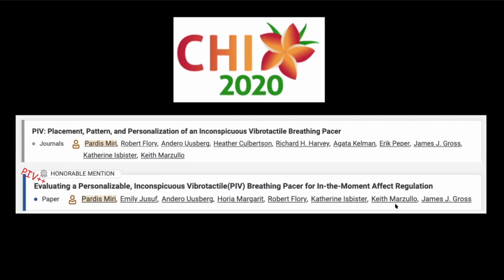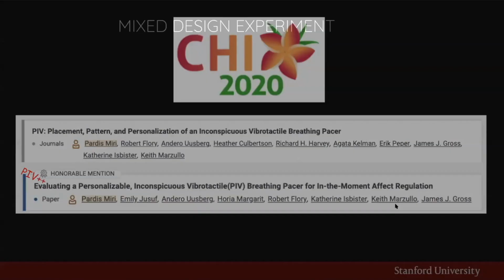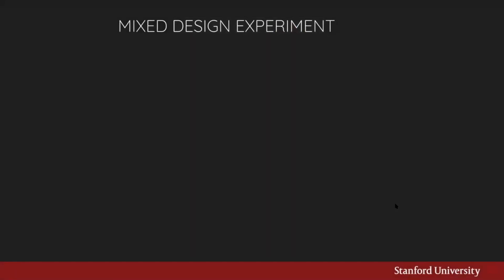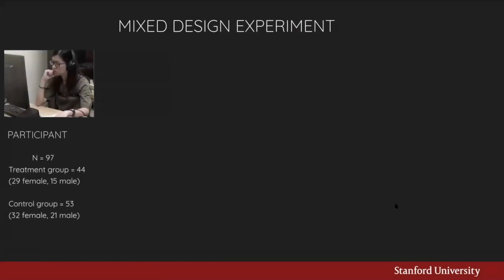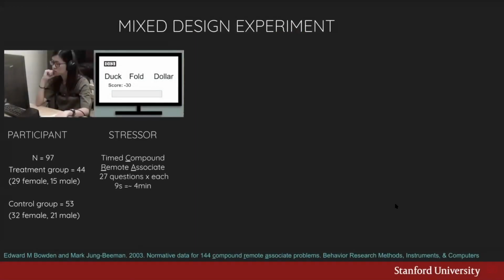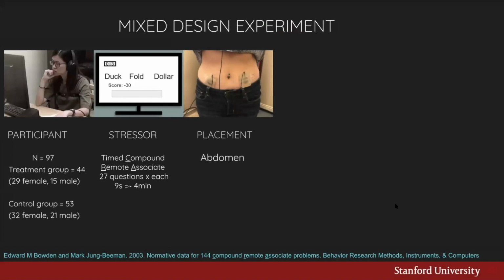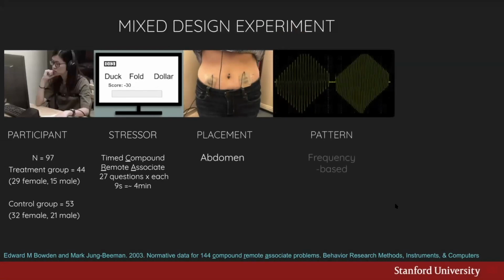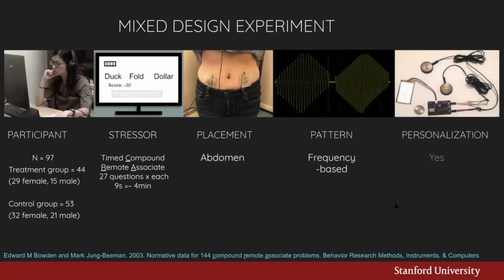PIV++ is a registered study in which we examine the causal effect of the pacer and anxiety reduction in presence of a cognitive stressor. We had 100 participants randomly assigned to treatment and control group while balancing for the gender. 3 participants were excluded because of the procedural error. After excluding these, we had 97 participants, 44 in the treatment group and 53 in the control, all balanced across gender.